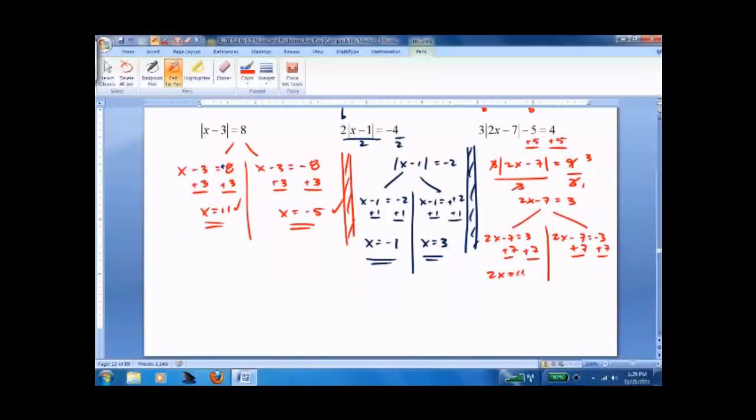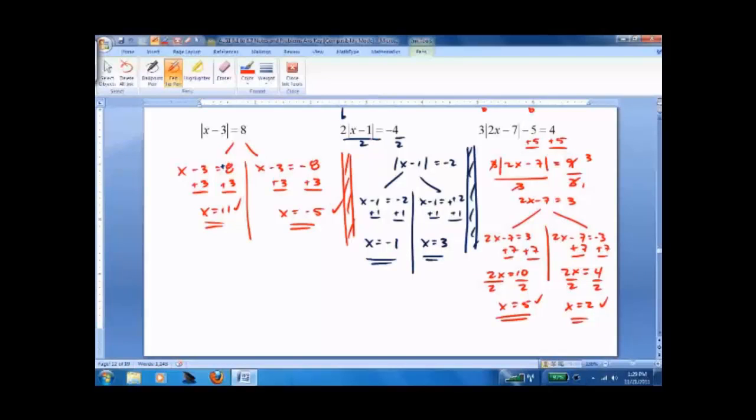2x equals 10. Divide by 2. X equals 5. 2x equals -3 plus 7, 4. Divide by 2. X equals 2. Plug it back in and check. 2 times 2 is 4, minus 7 is -3. Absolute value is 3. 3 times 3 is 9, minus 5 is 4. 2 times 5 is 10, minus 7 is 3. 3 times 3 is 9, minus 5 is 4. Both work.